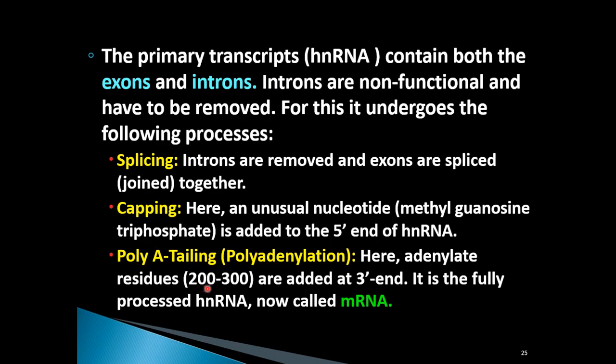residues, that is AAA, like that, okay. 200 to 300 adenylate residues are added at the 3' end. It is the fully processed heterogeneous RNA, now called mRNA. So after these three processes, means splicing, capping and poly-A tail, heterogeneous RNA becomes mRNA, and all these three processes come under post-transcriptional changes in eukaryotes.